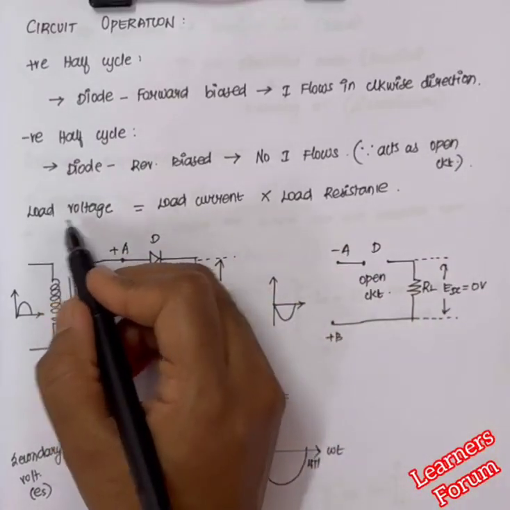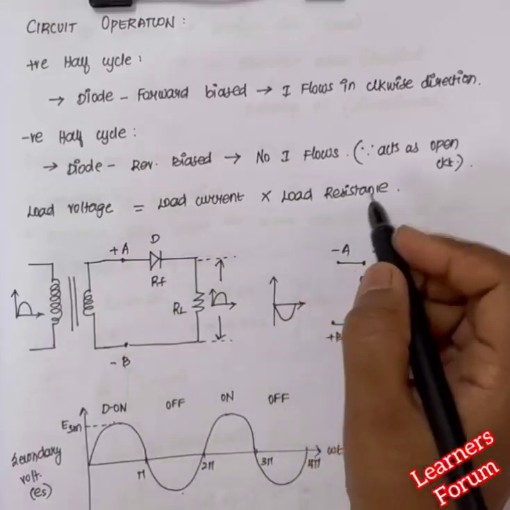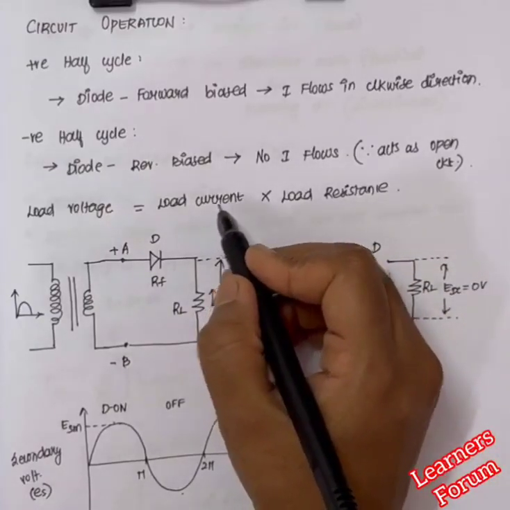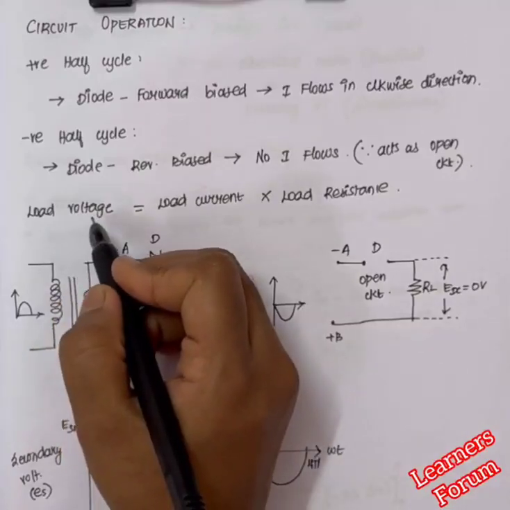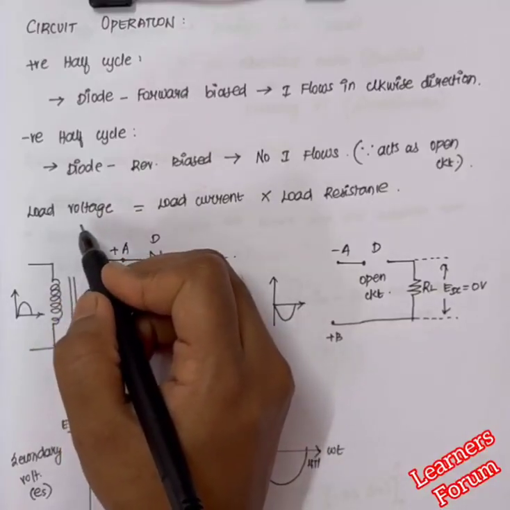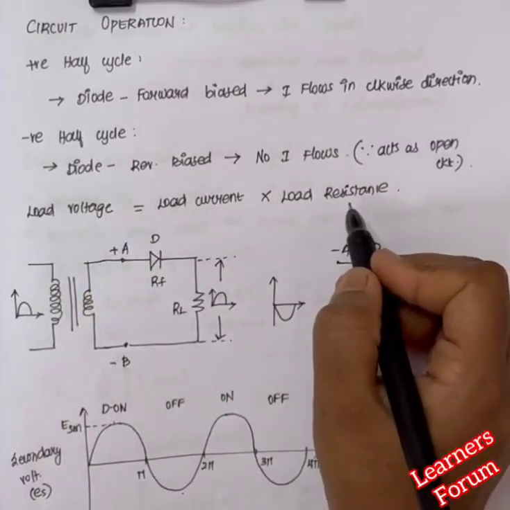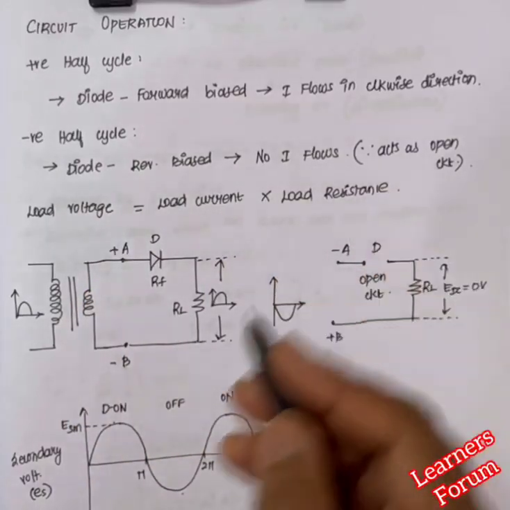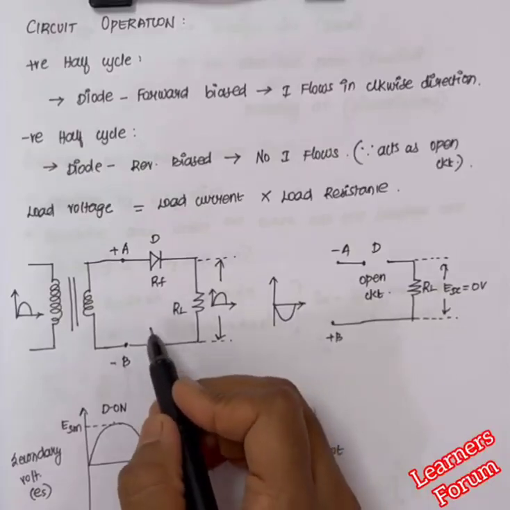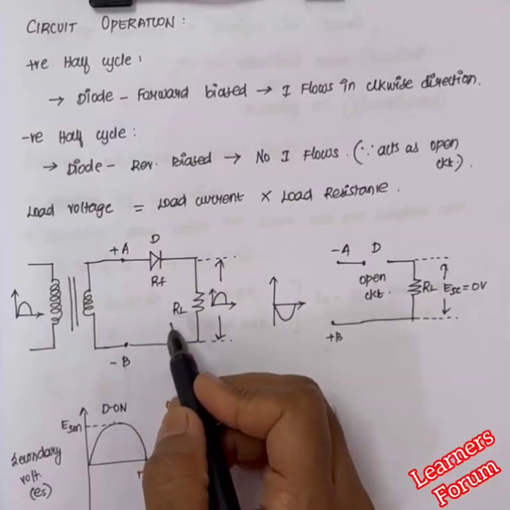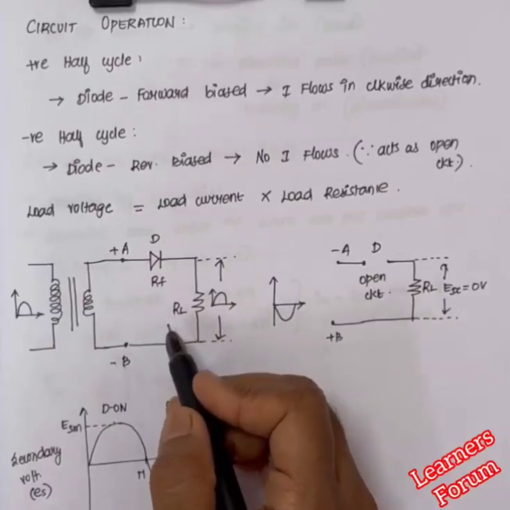The total load voltage will be equal to the product of load current and load resistance. So when we know the values of two things, either current and resistance, then we can calculate the voltage. Or if you need to calculate the value of the load current, knowing the values of load voltage and load resistance, you can use this relation. Looking at the circuit operation, we can identify how the positive half cycle is converted into its equivalent pulsating DC and how the negative half cycle is getting eliminated.